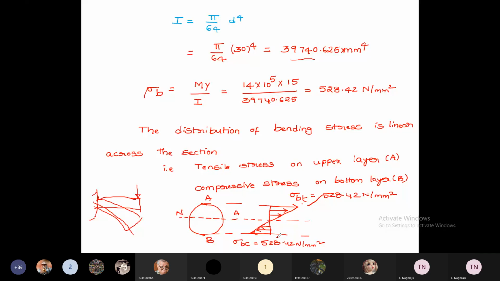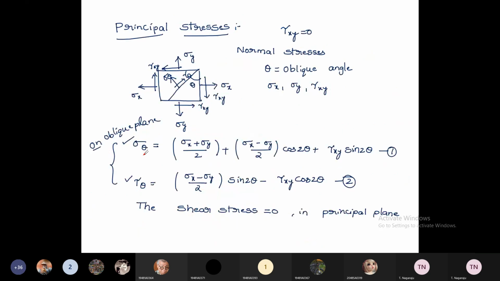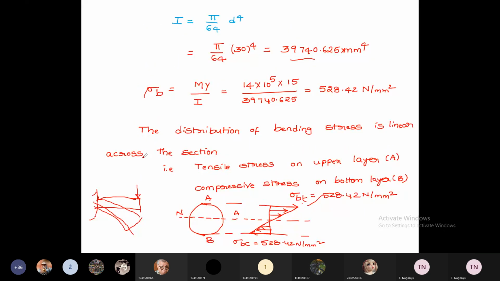Okay, this is about how to calculate the stresses when the member is subjected to two sorts of loads. Is it okay up to this? Hello?